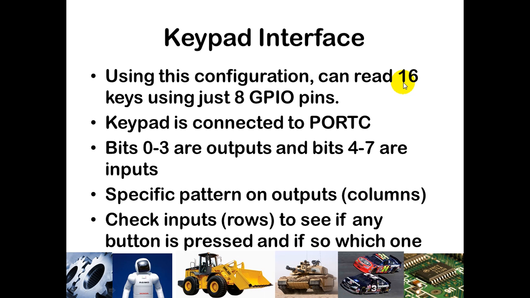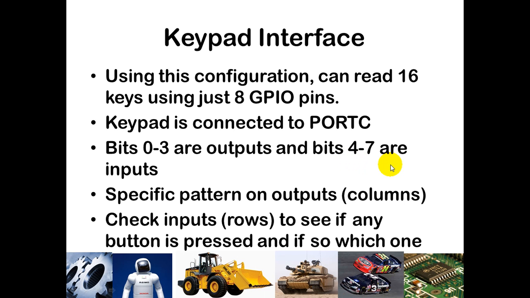And so here's how we interface. We can read 16 different keys using just 8 general purpose input-output pins. We're going to use port C for this purpose on the trainer kit. It's already hardwired to port C. And in the example code that we're going to be working with, bits 0 through 3 are going to be the outputs, and bits 4 through 7 are going to be the inputs.